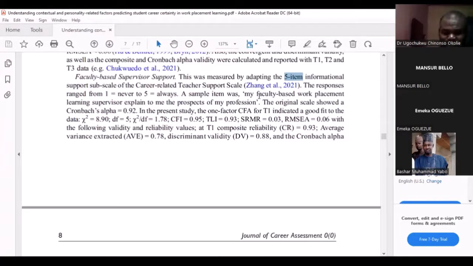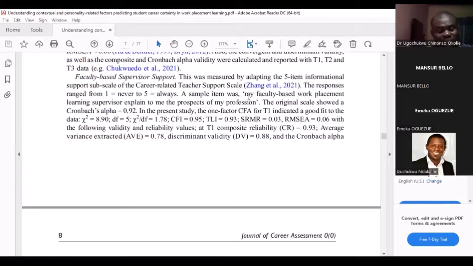Is that clear? So now you will have to write the response. The response is 1 equal to never, like strongly disagree, to 5 always, which is equal to like strongly agree. And then a sample item, which I always emphasize, you can see personalization of items: "My faculty-based work placement learning supervisor explained to me the prospects of my profession." This was one of the 5 items adapted from here. So you simply need to list only one.